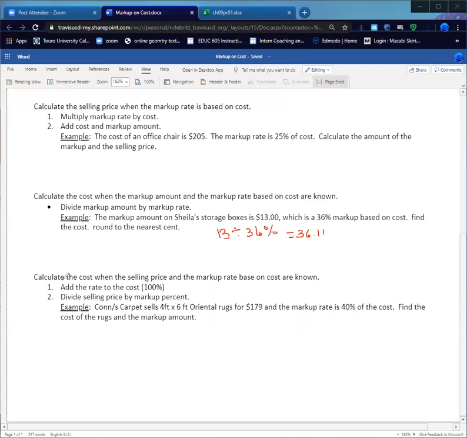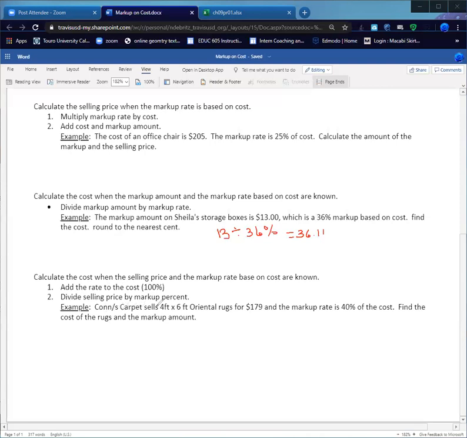Now we're going to find the cost when the selling price and the markup rate based on the cost are known. So here's the cost, here's the rate. Add the rate to the cost, and the cost is 100%. That's how much I purchased it for from the manufacturer, the supplier, or whatever. It's 100% of how much it was. And I'm going to divide the selling price by the markup percent. So I'm going to add the rate to the cost.